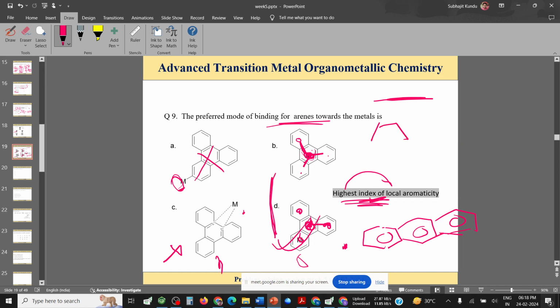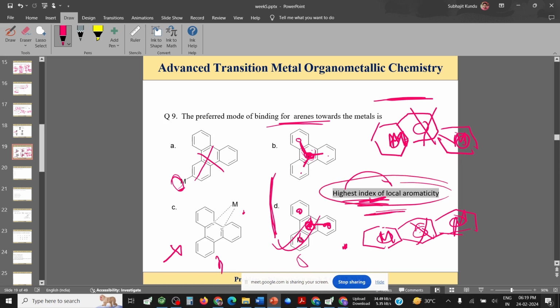Here the bonding will be preferred for either this aromatic ring or this aromatic ring, not here. The similar situation applies here also: it will form on the aromatic ring, not the terminal side, not the middle side. So this is how to answer this question, and it is a very important question for higher aromatic rings, where we ask what the preferred mode of bonding will be. For that we need to remember the highest index of local aromaticity.